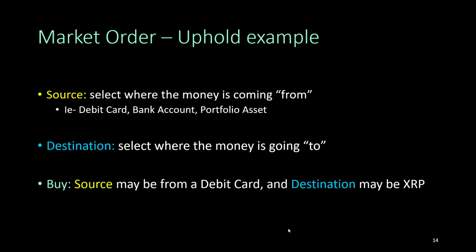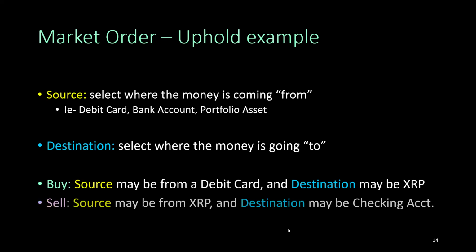So as an example, if you're going to buy and you're in a buying mood, your source may be a debit card and your destination may be XRP. But if you're in selling mode, your source may be XRP in your portfolio and the destination may be a checking account. Just as a simple example, nothing new or earth-shattering. If you've used Uphold before, the feeling I get is mostly you have used market orders when you were either in the mood to buy or have the money to buy accordingly.